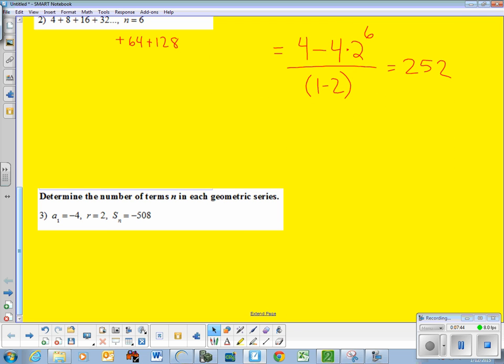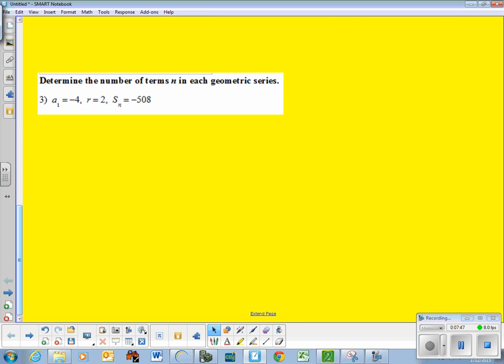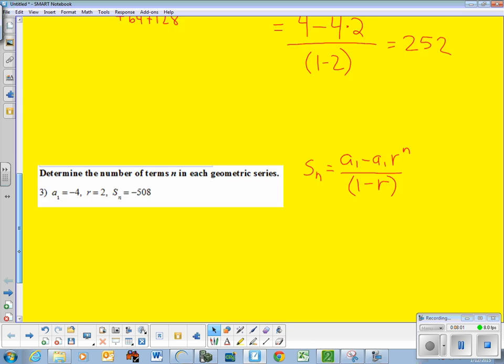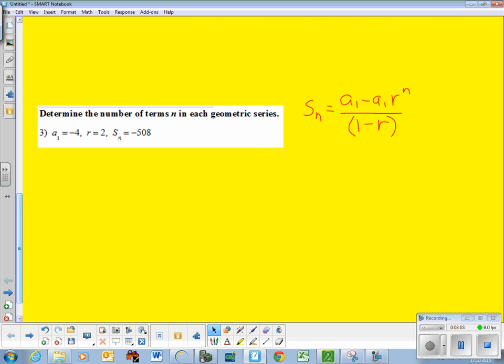All right, determine the number of terms. So here's a little variety. We've got the geometric series formula that we're using. So let's make a copy of that and use it to find a different unknown, in this case the n. All right, so determine the number of terms n. I know that it adds up to -508. I know it starts with -4. N is what I do not know.